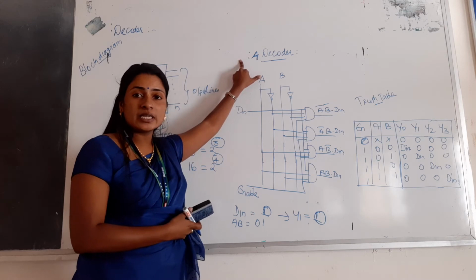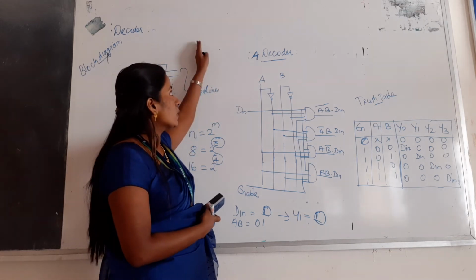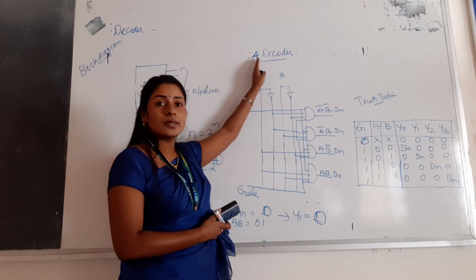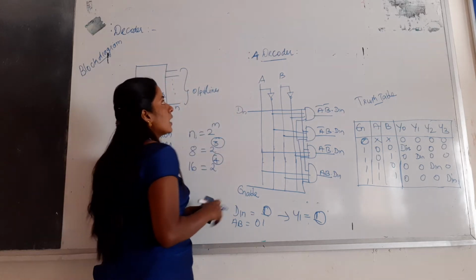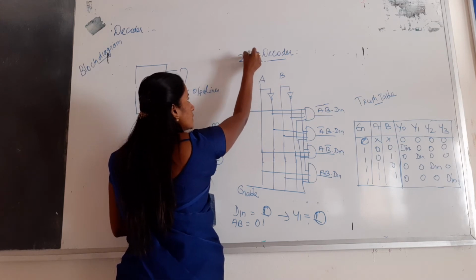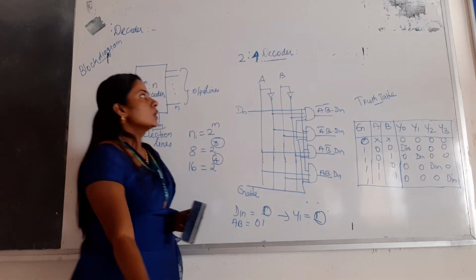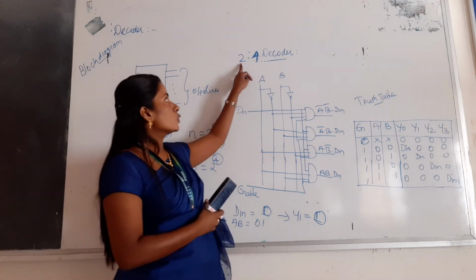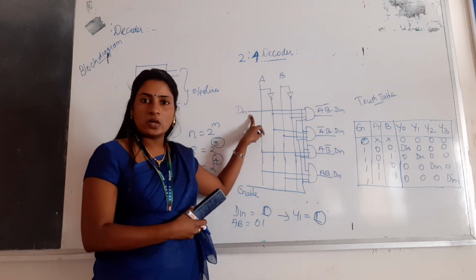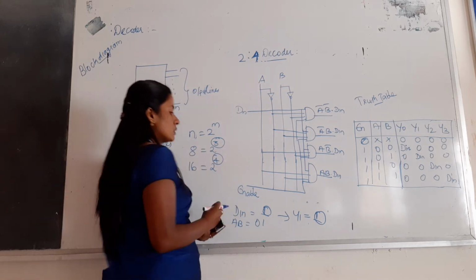See, for a multiplexer or demultiplexer we used to write inputs and outputs. But here you have to write selection inputs and outputs. So if the output is 4, the selection inputs are 2. So this is a 2 to 4 decoder. The 2 selection lines I have taken as A and B. I should remove the data line, so there are no data inputs.